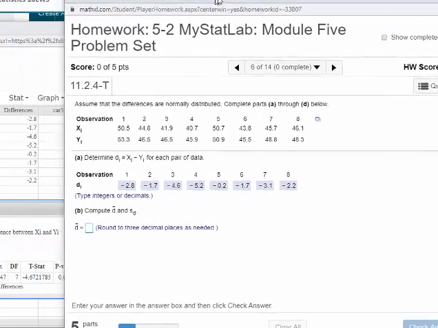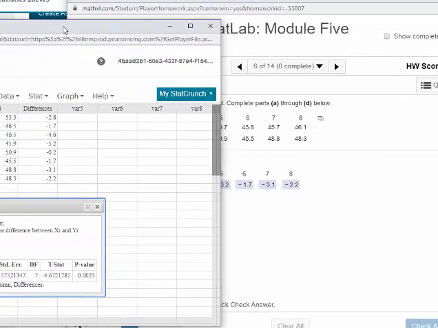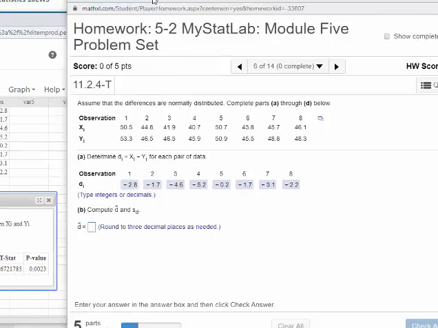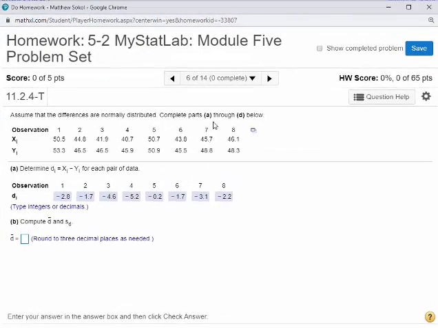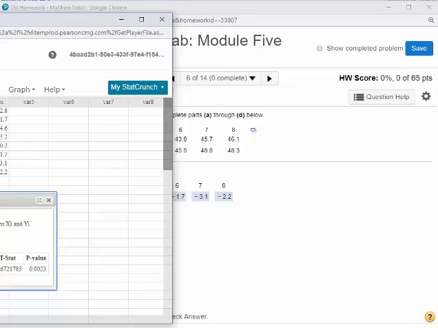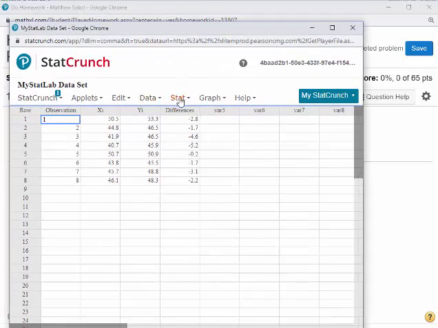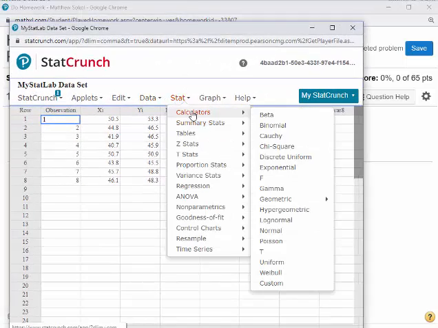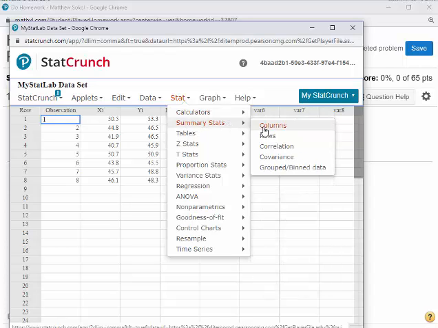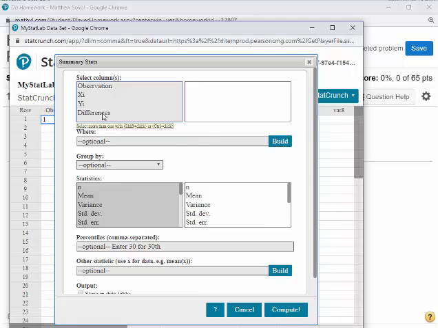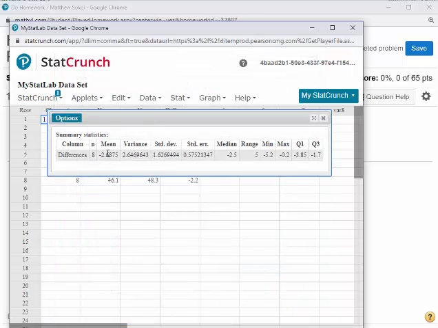The next thing it says is compute the average difference and the standard deviation for the difference. To do that, I know it seems weird, but you're going to want to go back to StatCrunch. You're going to go Stat, Summary Stat, and your data is in columns. You're going to click on the differences, and here you're going to see the mean, and here you're going to see the standard deviation.